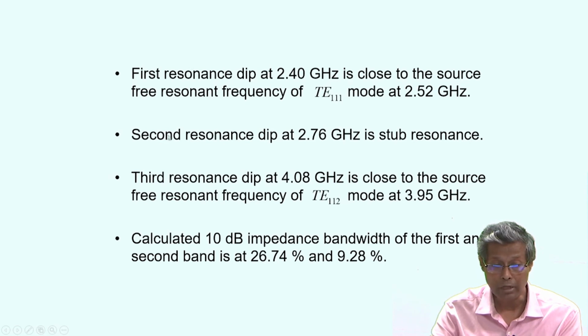So, the merger between the first and the second resonance contributes to the first band, and the second band is contributed by the third resonance at 4.08 gigahertz, which is close to the source free resonance frequency of the T112 mode at 3.95 gigahertz. And the calculated 10 dB impedance bandwidth of the first band is 26.74%, due to the merger between the T111 mode and the stub resonance, and 9.28% for the impedance bandwidth of the second band, which is contributed by the T112 mode.